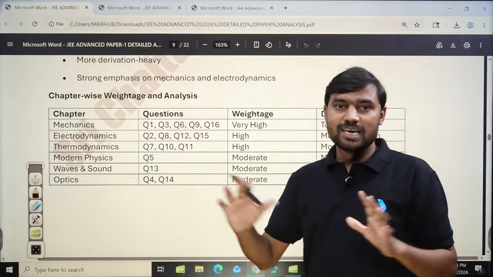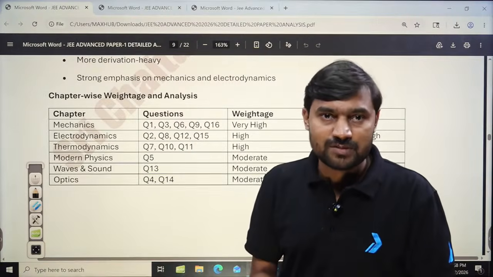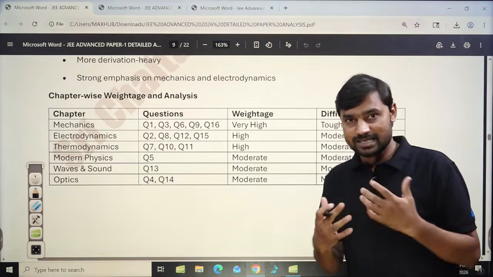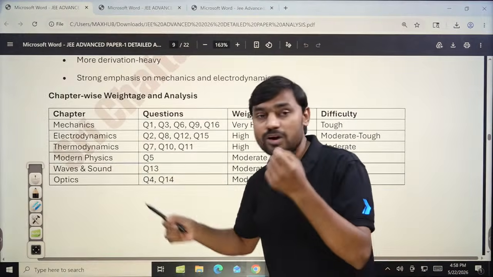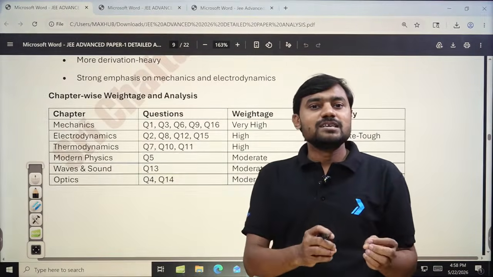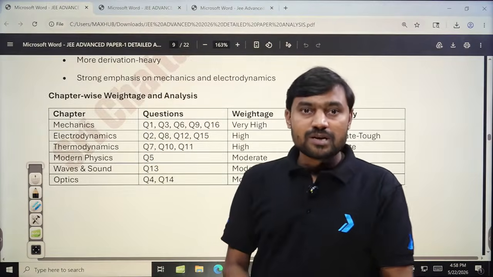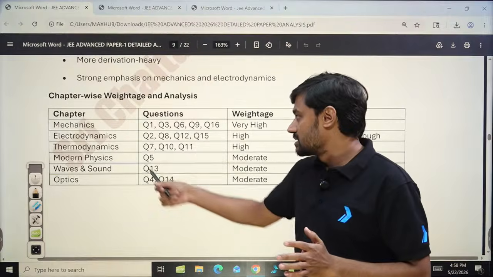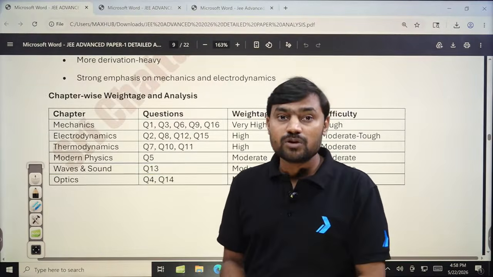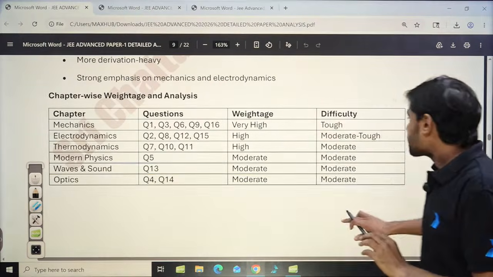Seeing it, you felt that yes, this is something you can do within time and do very easily. But there was a question from thermodynamics, a Carnot engine question. Literally, this is an easy topic, but this question demands very rigorous calculation, which is from the Carnot engine in thermodynamics.